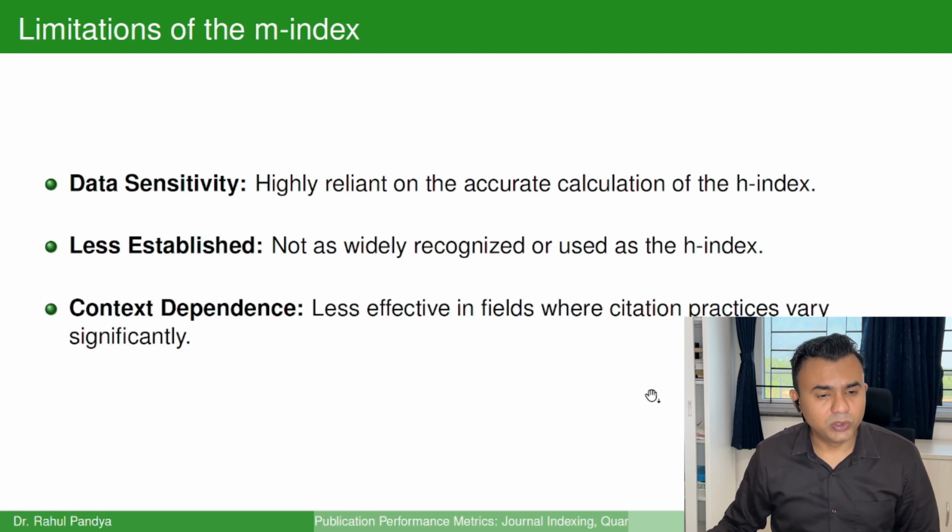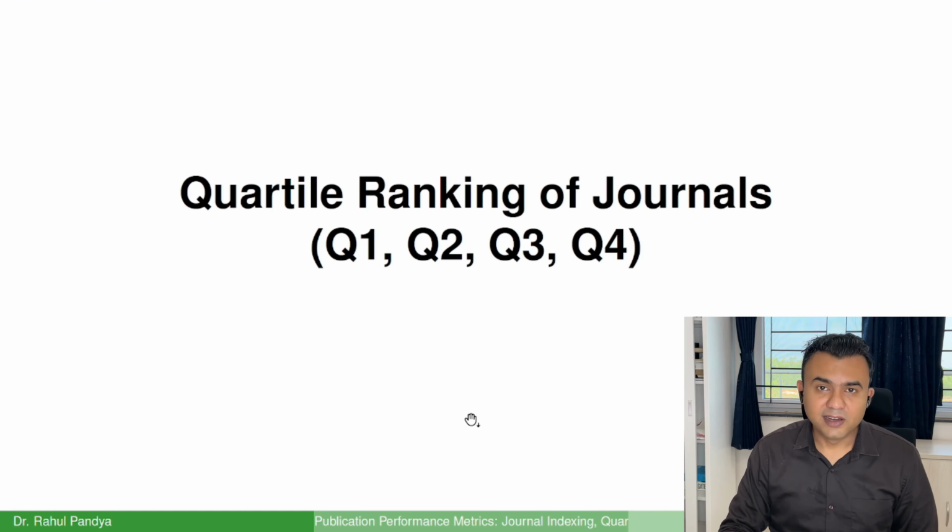However, there are a few limitations. Such as data sensitivity, as it is highly reliant on the accurate calculation of the H index. And it is less established also. It is not as widely recognized as the H index or I10 are, and it is sometimes context dependent. It is less effective in fields where the citation practice varies significantly.